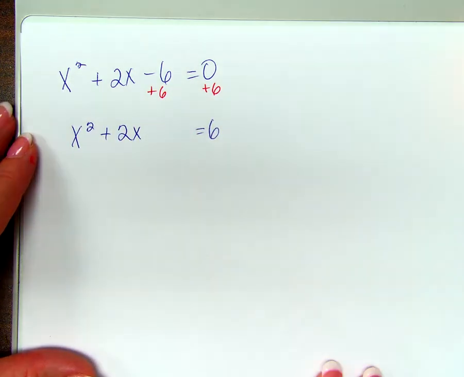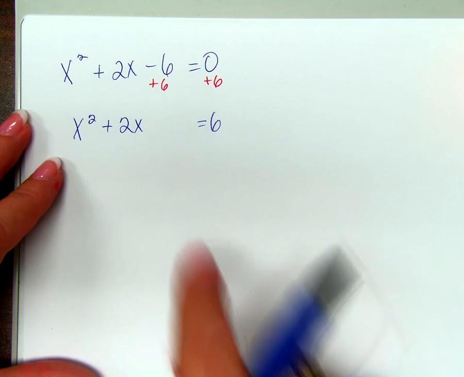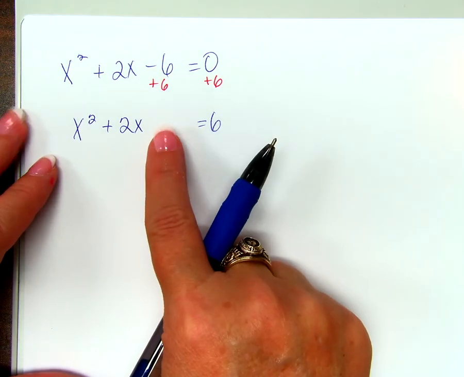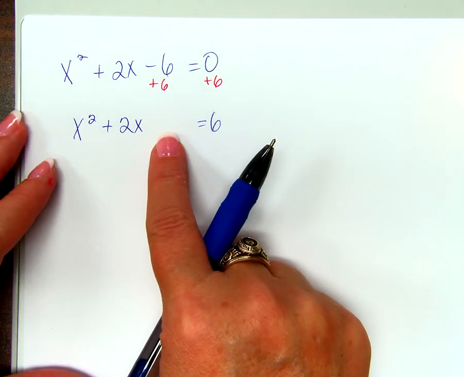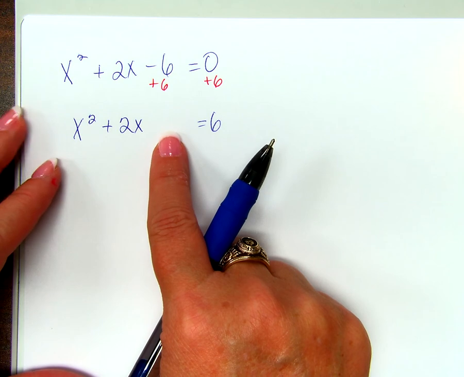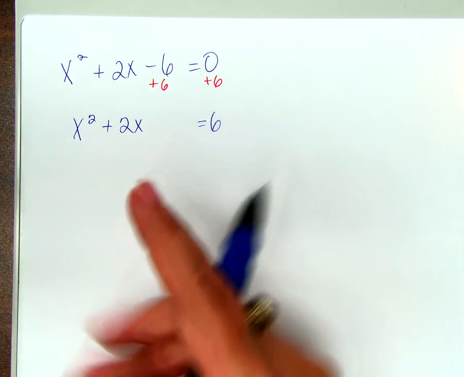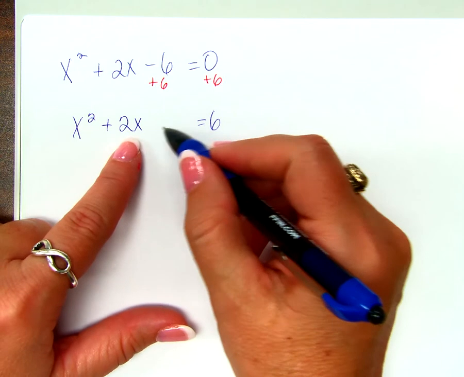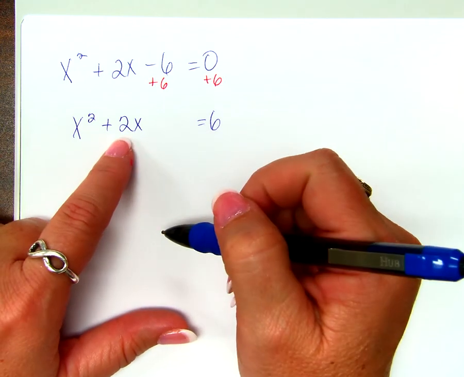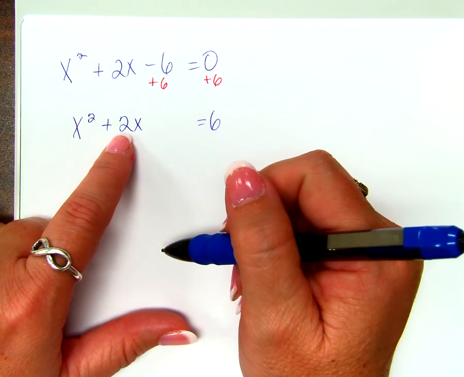What did I leave? Blank. I left a space, right? Because what am I going to do right there? Pick a number. I'm going to complete my square, just like I did with these over here. What goes in that blank? 1. How do you know that? Because half of 2 is 1 and then 1 squared is 1.